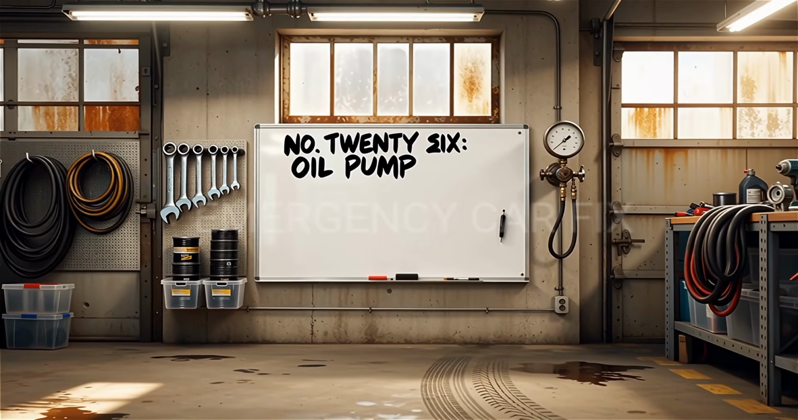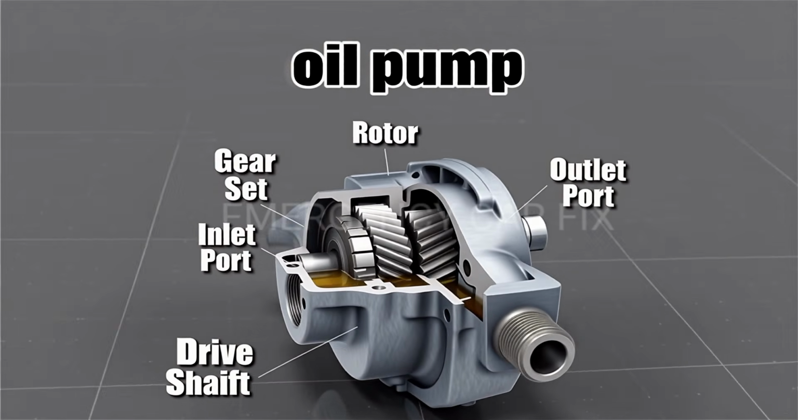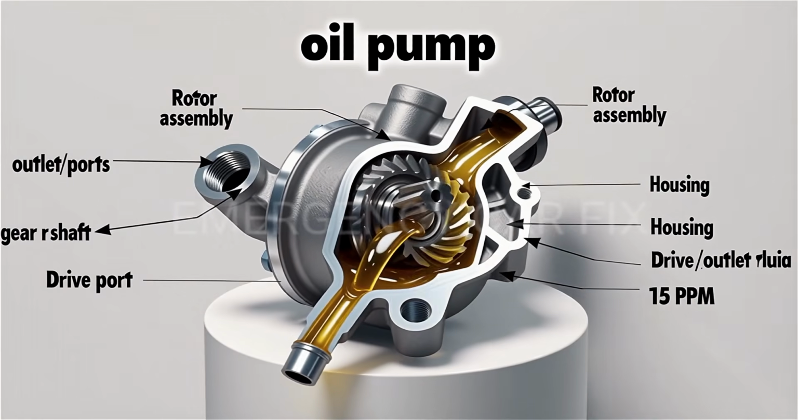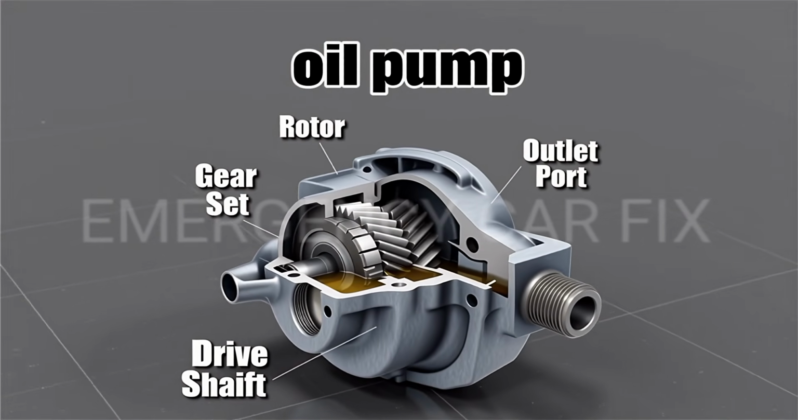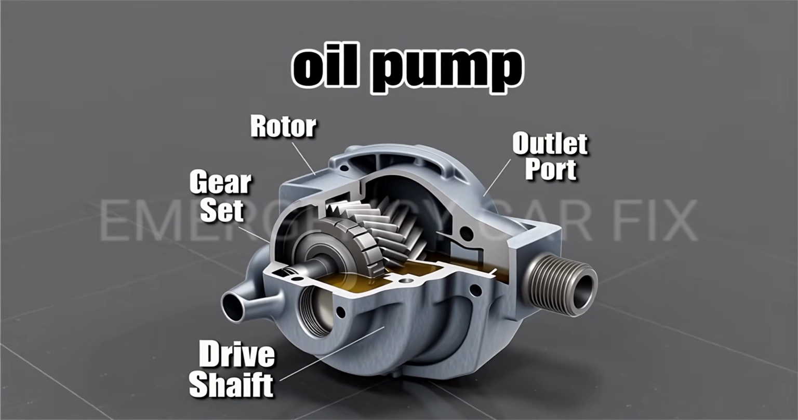Number 26. Oil pump. The oil pump circulates engine oil throughout internal components, ensuring proper lubrication, reducing friction, and preventing overheating, which helps maintain smooth engine operation and extends the lifespan of critical moving parts during continuous use.